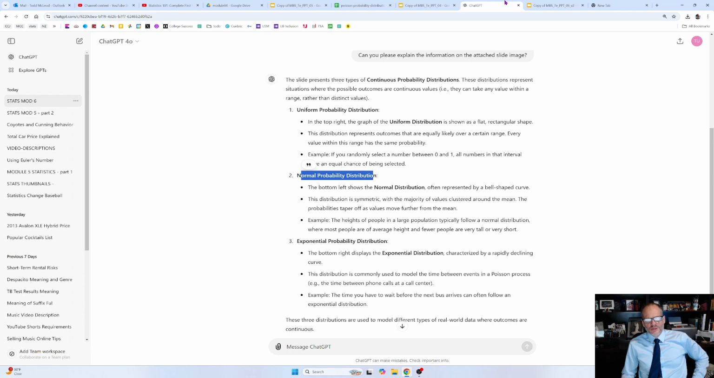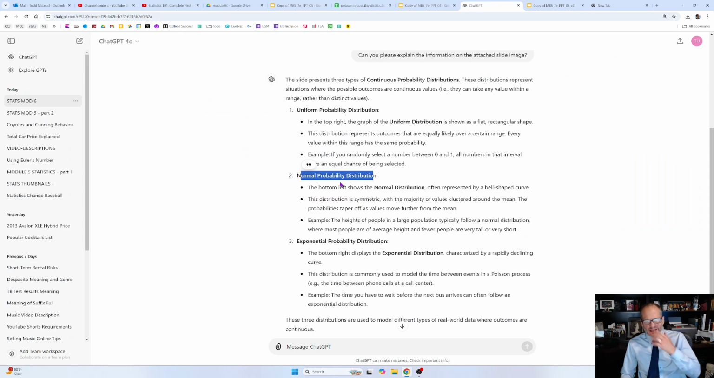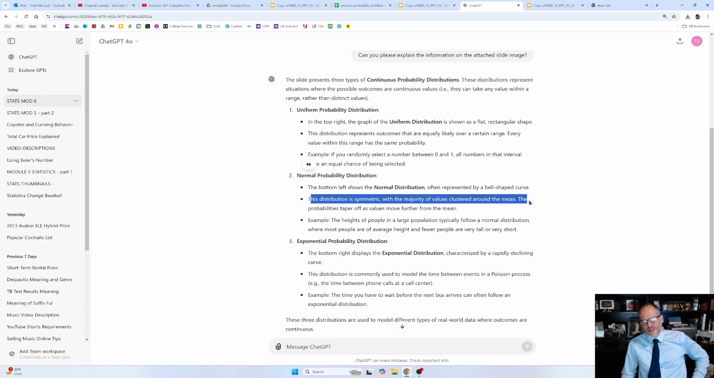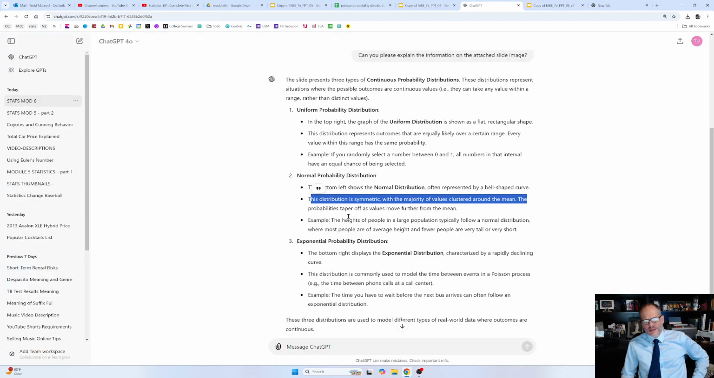Normal probability distribution, that's this one here, normal. The bottom left image shows a normal distribution, often represented by a bell-shaped curve. This distribution is symmetric with the majority of values clustered around the mean. So the mean would be right here in the middle. The mean, the median, and the mode would all be right there in the middle. And you have symmetry on the left and right side. The probabilities taper off as values move further from the mean.